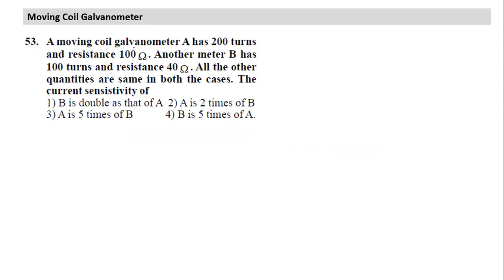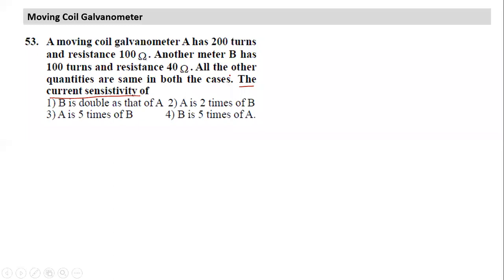There's only one thing here. A moving coil galvanometer A has 200 turns, resistance 100 ohms. Another meter B has 100 turns, resistance is 40 ohms. All other quantities are the same in both cases. What is the current sensitivity? So two coils: one has 200 turns, 100 ohm resistance. Second one, what has happened?